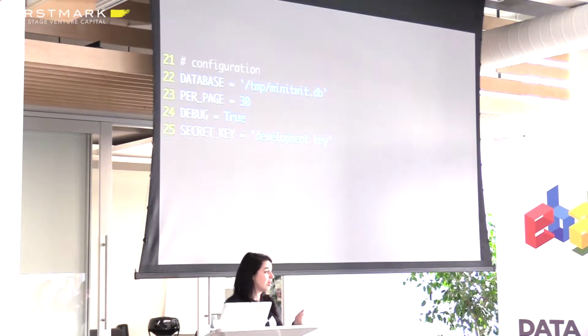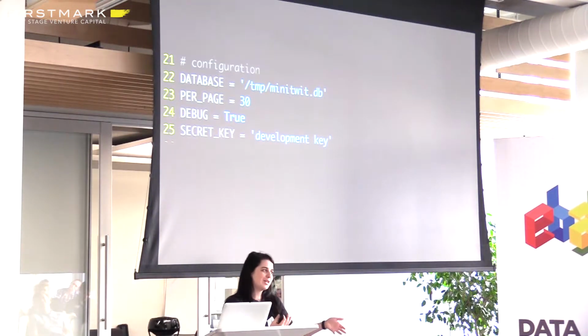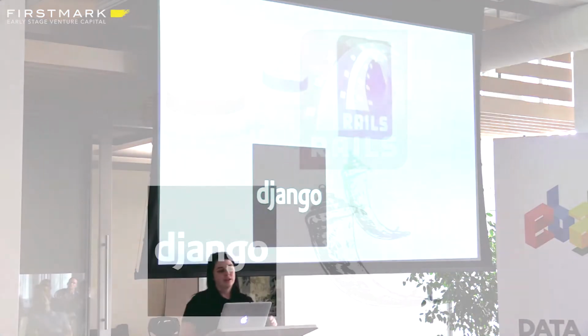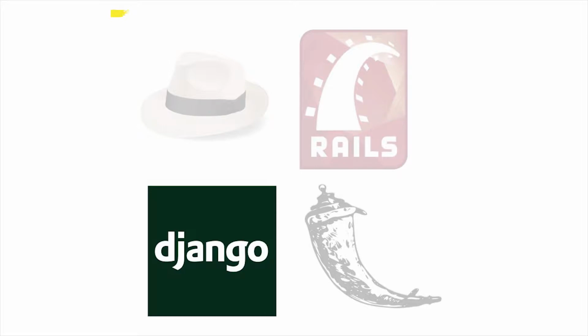I turned debug on and off. It made no difference in my console log. I'm going to be honest, I didn't go full in on what it meant for debug to be true. But for our mini Twitter application, it meant no change. That's Flask. Let's look at Django.